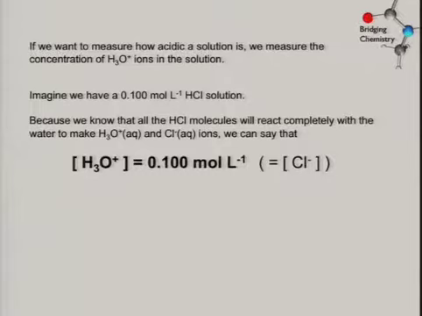So the concentration of HCl is 0. And the concentration of H3O plus will be the same as what we tell you the concentration of the HCl is, because of that 1-to-1 to 1-to-1 balancing that you always get in these.